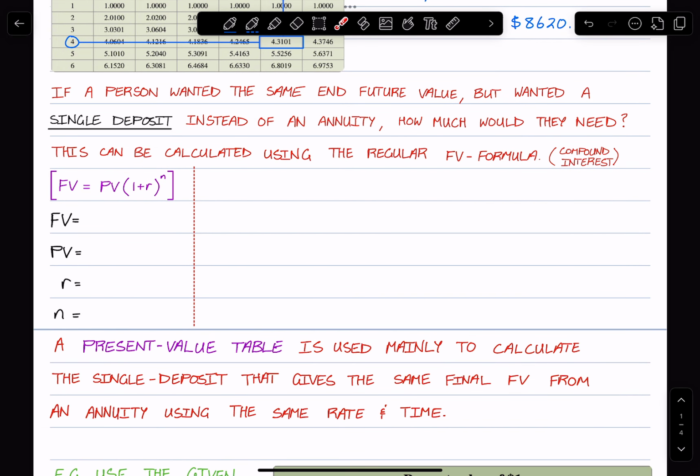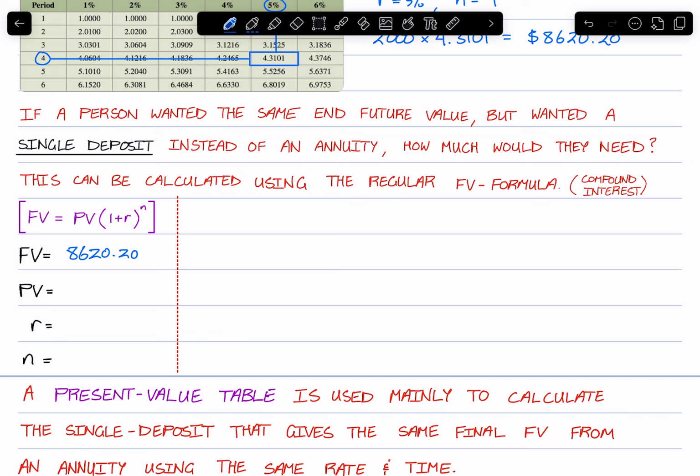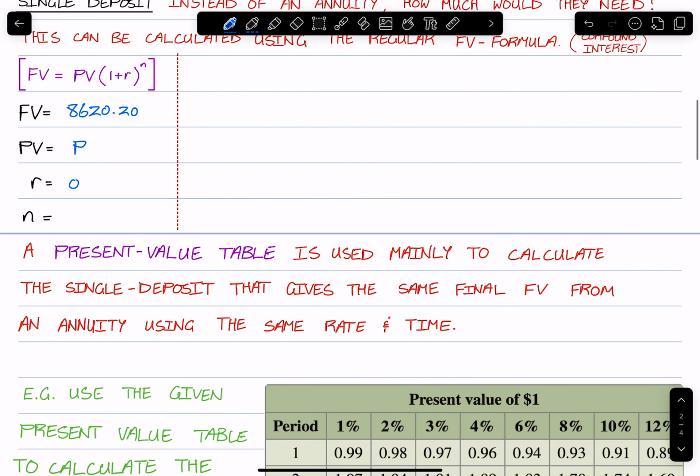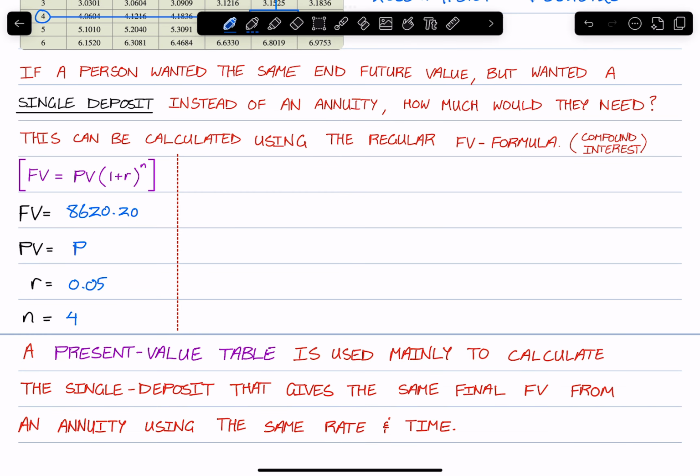Well, this can actually be calculated using just the regular FV formula or the compound interest formula. So take a look. Since we want the future value of the annuity to be this, we let FV be 8620.20. PV is the present value, and that represents a single deposit, so I'm just going to put this as P. The rate in this particular problem is 5%. I'm going to let that be 0.05, and N is 4. Now take a look. We can solve to find the single deposit.